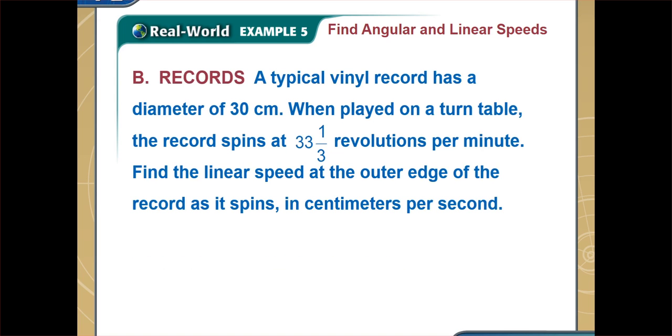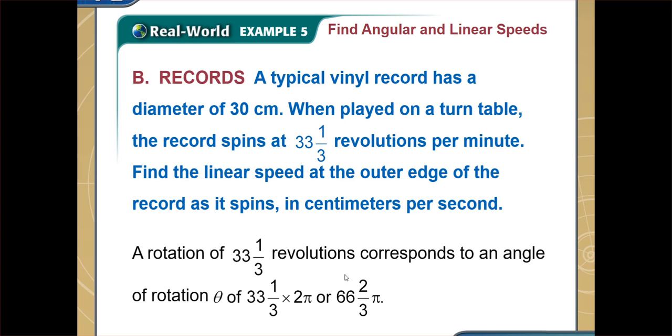Now let's look at the next example. We still use exactly the same data. Again, it's still about the vinyl record, but we want to find the linear speed. So again, the first step, we have to convert the number of revolutions into radian. We know that one revolution is 2 pi. So we just take 33 1/3 times 2 pi, that gives us 66 2/3 pi. And you don't have to write the unit radian, we all know.